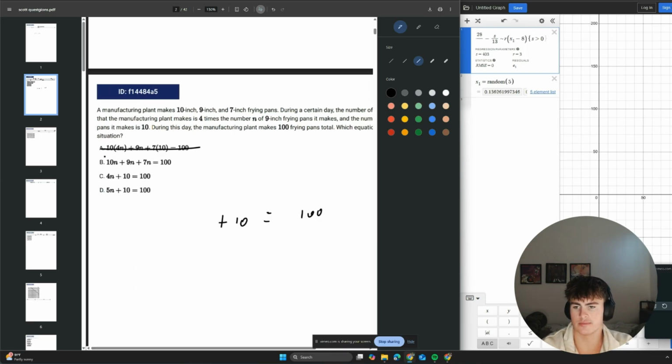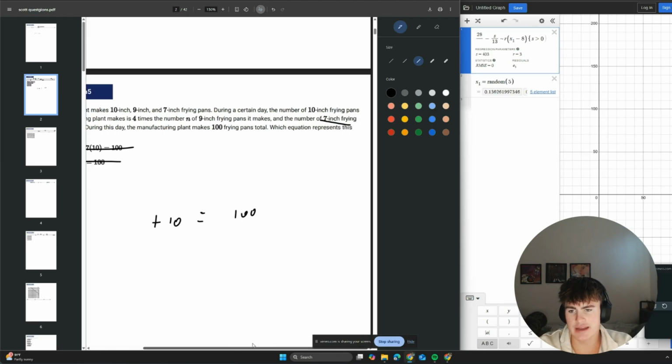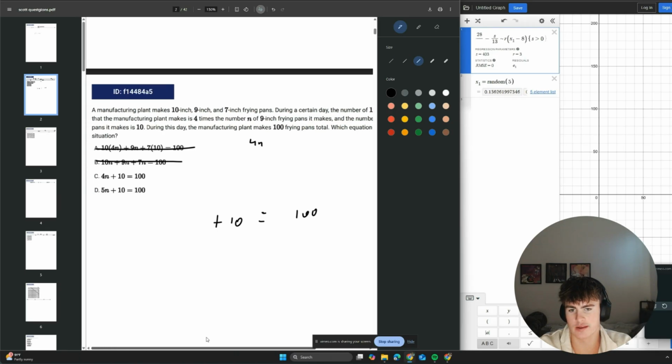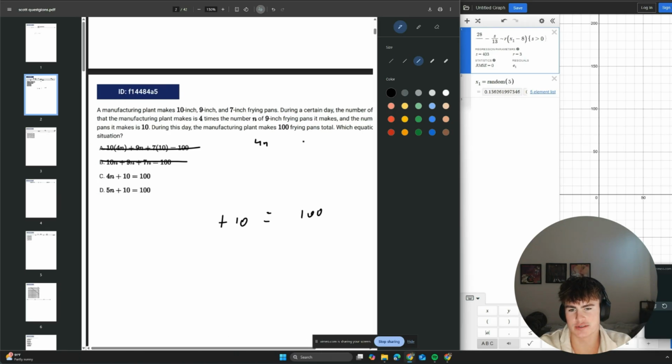So I know it's either C or D. So the amount of 10-inch frying pans is 4 times the number n of 9-inch frying pans. So we have 4n, 9 inches, pause, and just n, 10 inches. So it would be 5n total, 4n plus n, and it's going to be 5n plus 10. I'm relatively confident it's D.